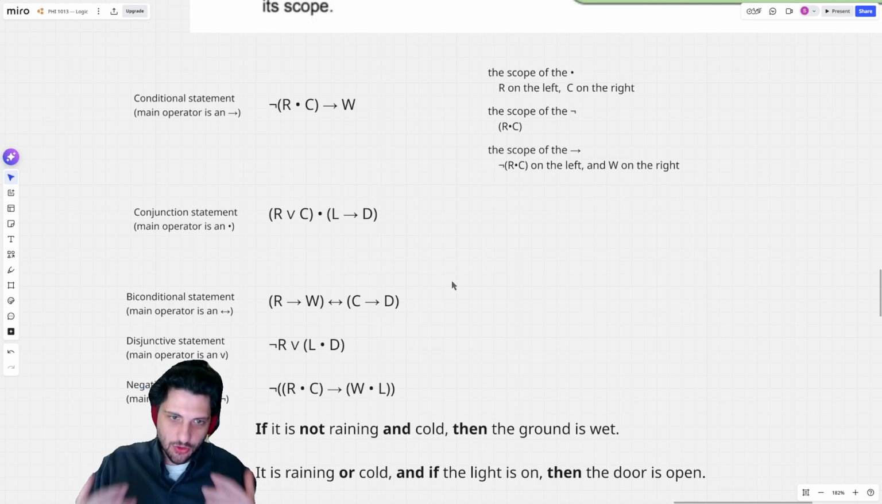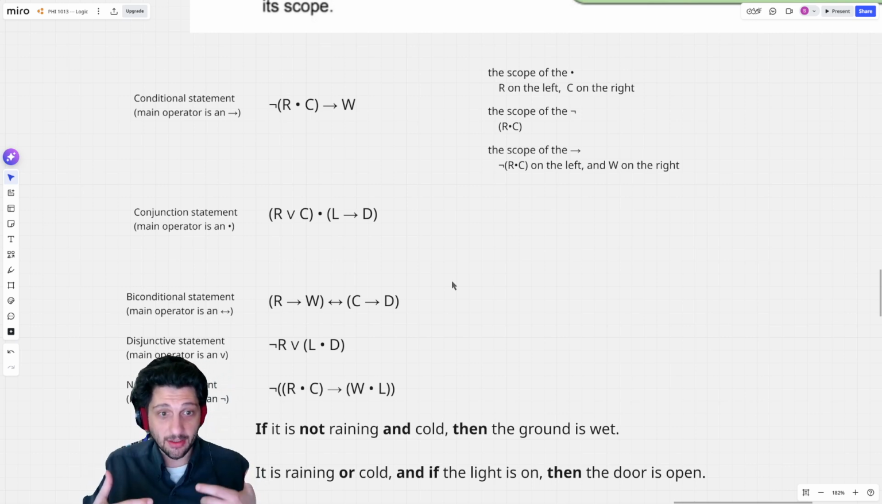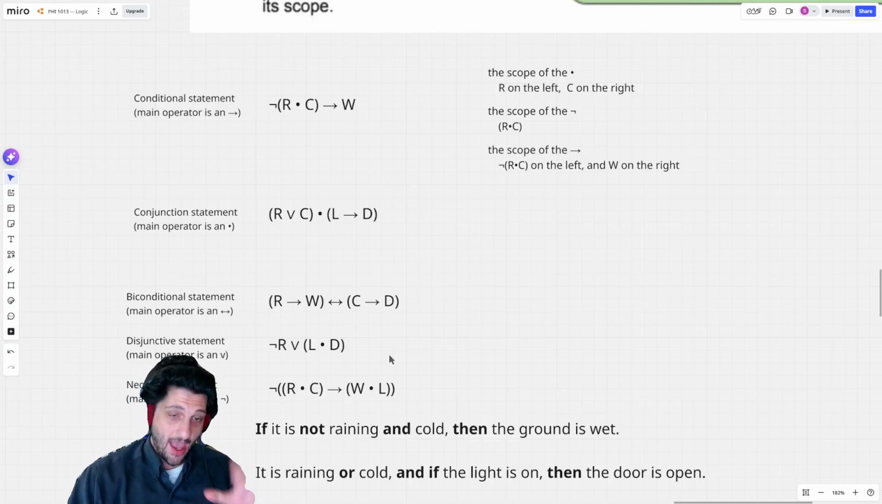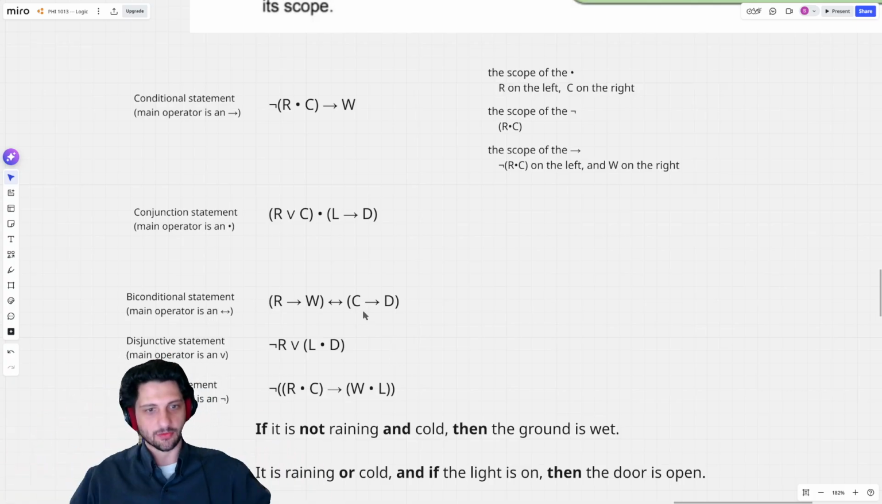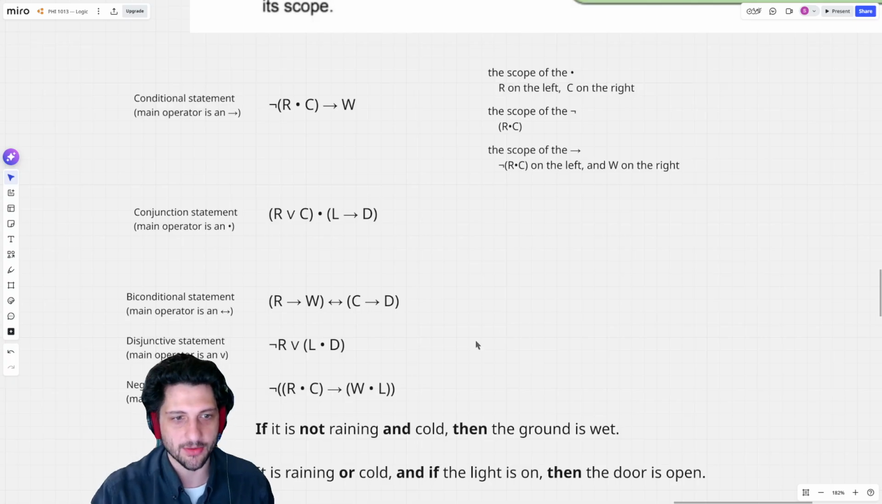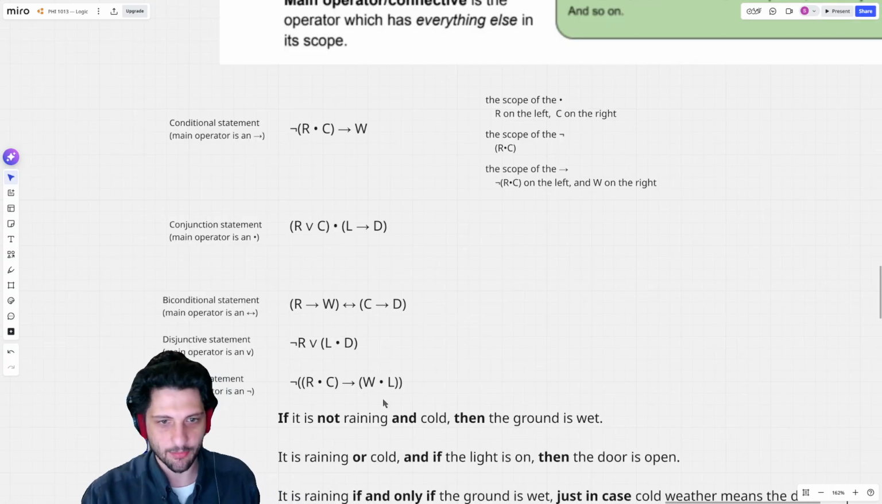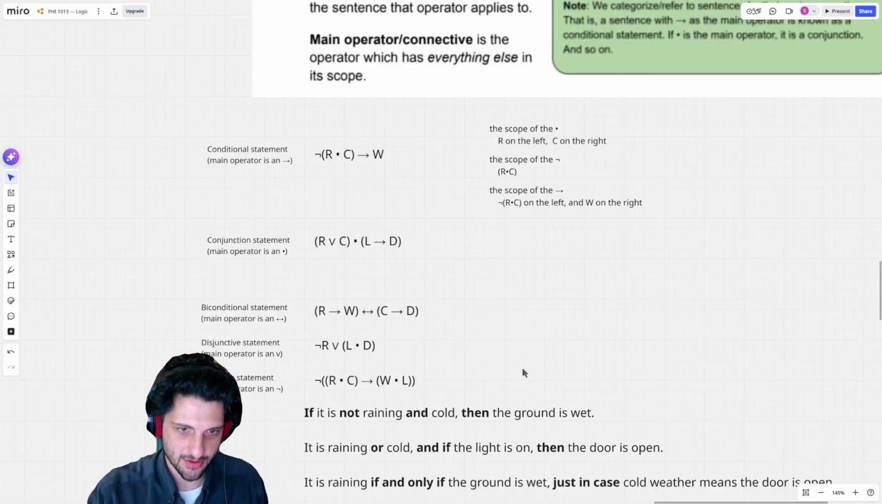So next unit, we're going to be thinking about, all right, if I have this conditional statement and this negation statement, what else can I prove? And so it's really going to matter that we're able to categorize these properly based on those main operators.